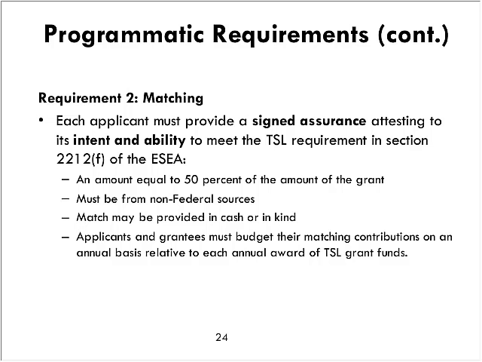So if you're applying for a $10 million grant, then there would need to be an amount of $5 million or greater that would be provided by the LEA. That would be matched by the LEA, essentially. That funding, or those resources, would have to be from non-federal sources. The match may be provided in cash, or it may be in kind. And applicants and grantees will have to budget their matching contributions on an annual basis. So you can't just say, I'm applying for $10 million, we're going to provide $5 million. It would actually have to be budgeted into each year of their budget, essentially.